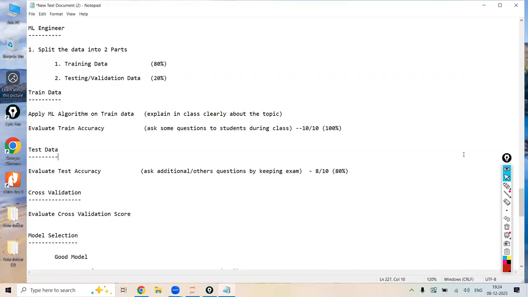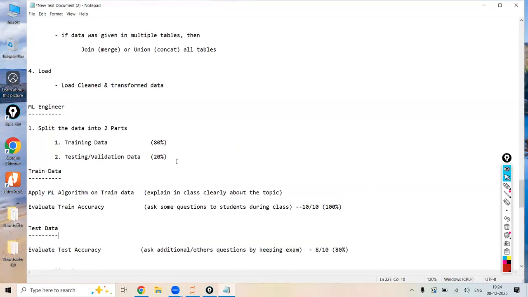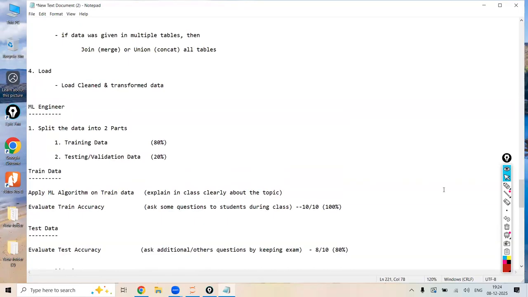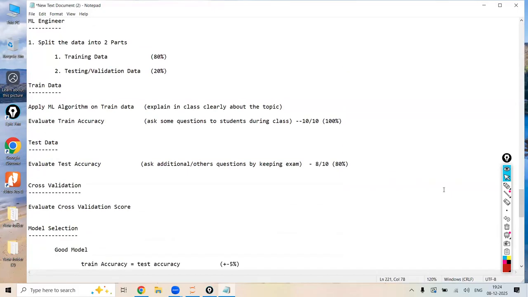So write the steps clearly one by one. So this is the one. After loading the cleaned and transformed data, from there it starts. So everyone, please write from here, step by step, clearly in the notes.